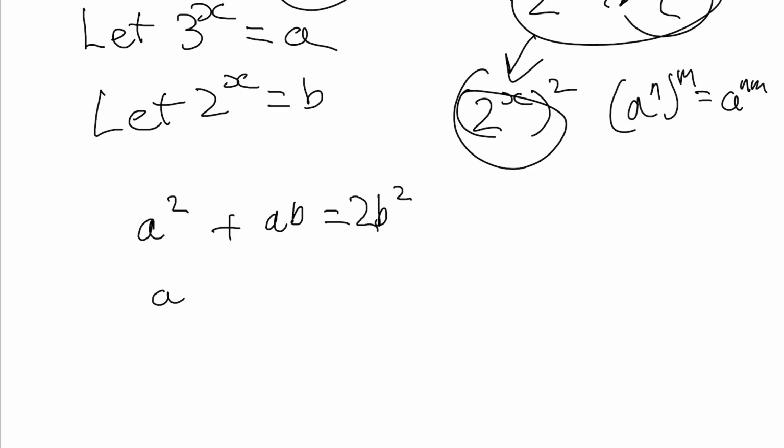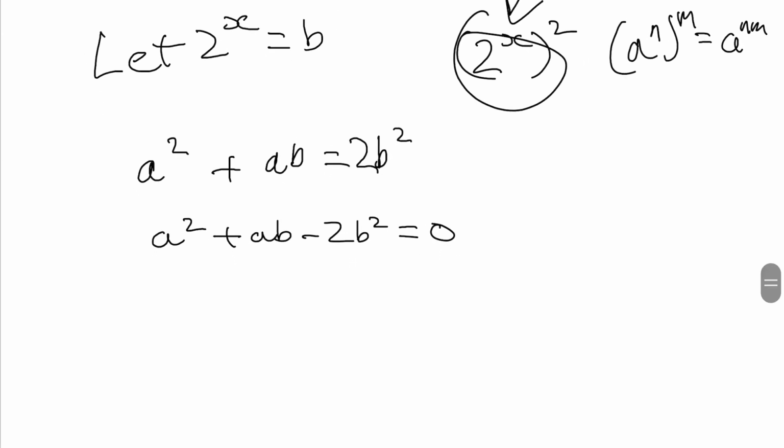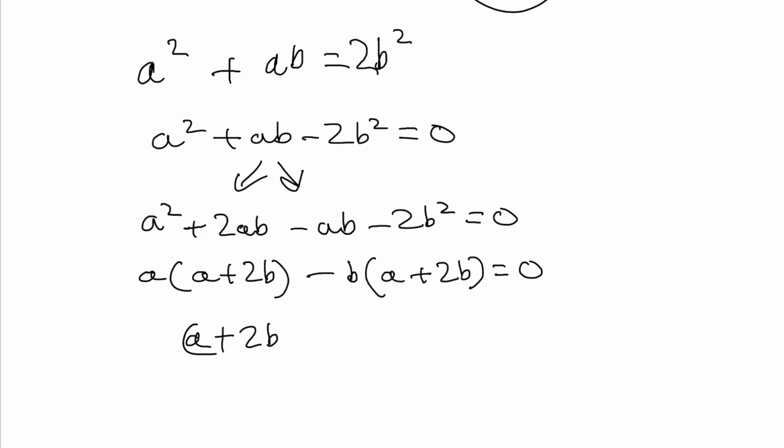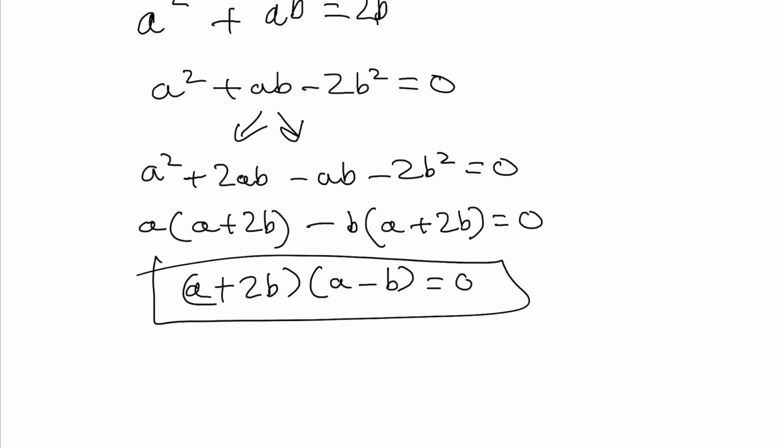Let's move all the variables to one side to try and factorize this. And we can factorize this by splitting the ab like so. And then we can factor out the a, and then factor out negative b. Then we can factor out a plus 2b, and we get this all factorized into this.